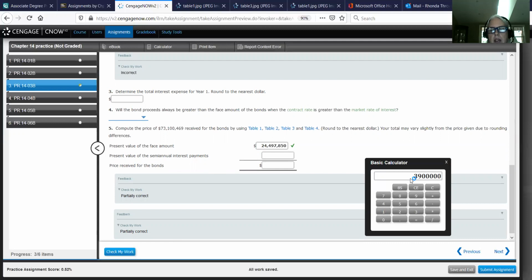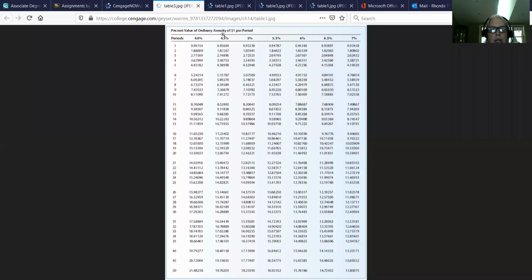The next thing we've got to do is find the table value for an annuity, because interest payments are equal amounts over the life of the bond. We use the annuity table, which is table 3. I don't know why they give you table 4. You don't need it. You don't need table 2 or table 4 in this problem, but you do need table 3. Notice table 3 is an annuity table, present value of the annuity table.